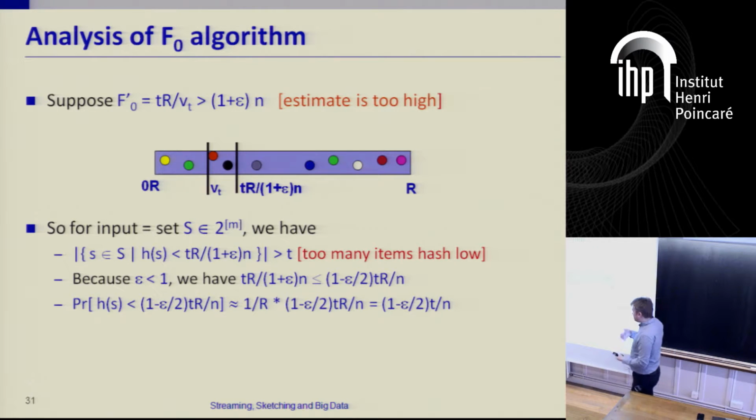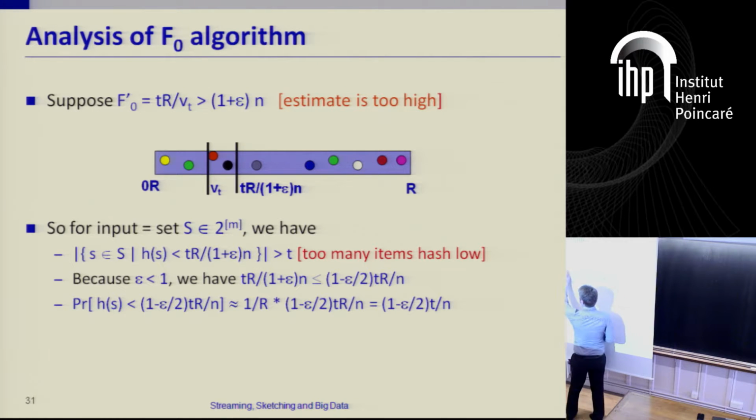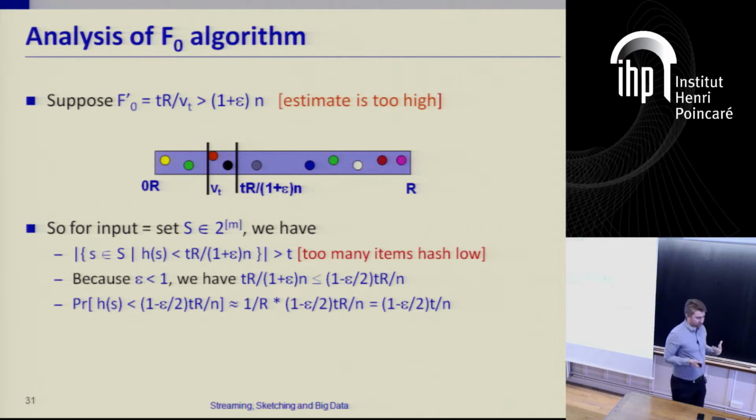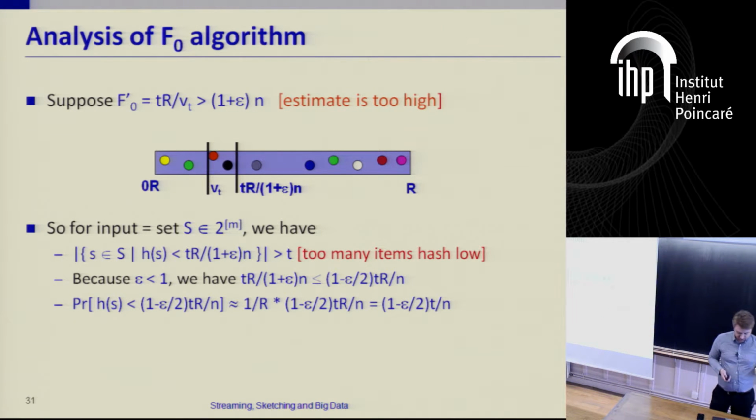The key thing is just to say, rather than look at this as an event that involved a lot of elements, I can say this is an event formed by individual elements collectively, right? So I can look at a single element and say, what's the probability it fell into this range? And that depends on this hash function.